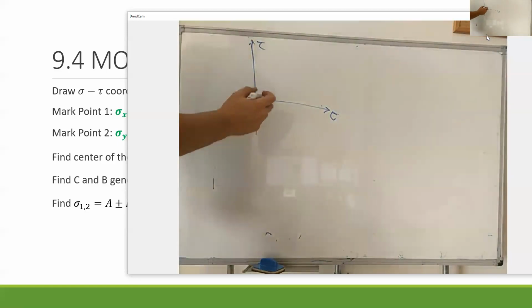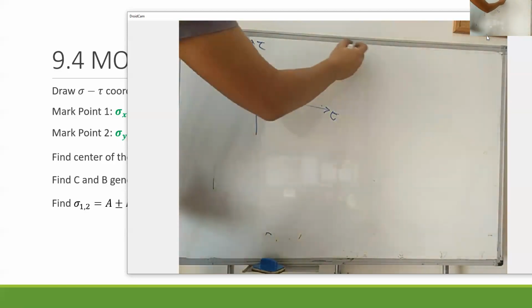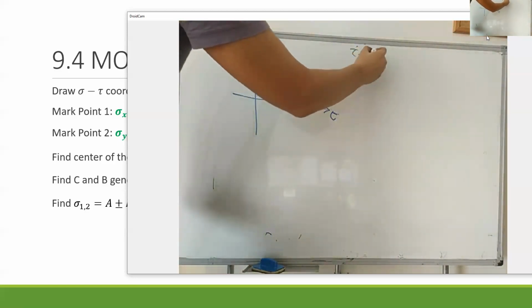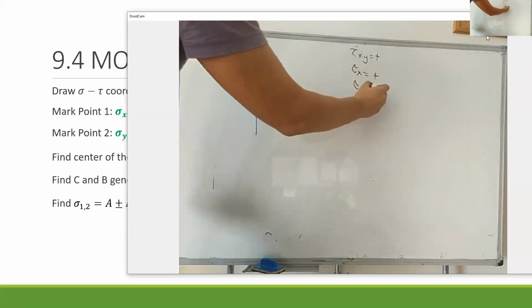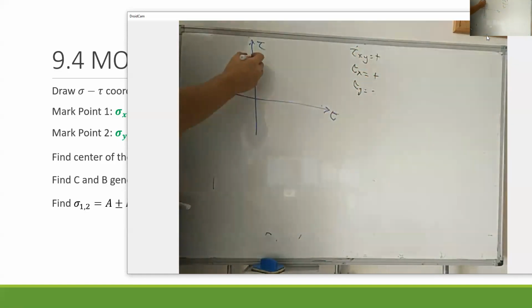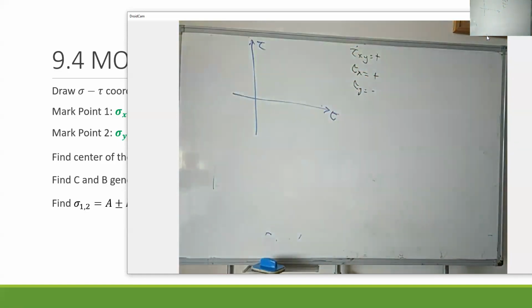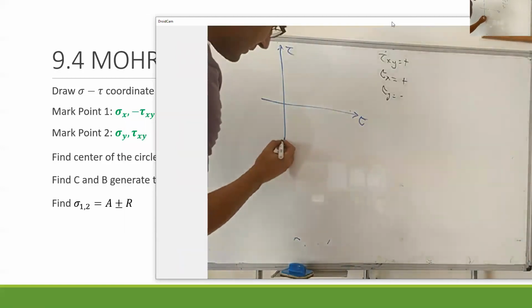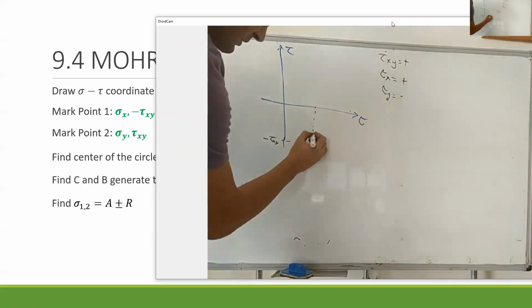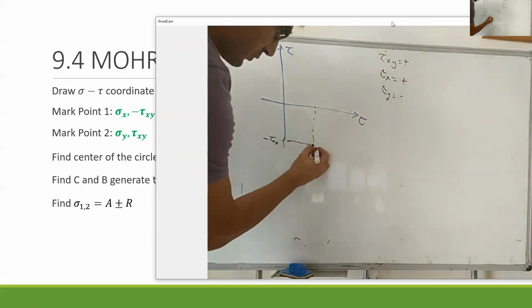Just anywhere, for example, tau xy. I say sigma x is positive, sigma y is a negative value, for example. So tau xy, sigma xy. The first point I want to look at is negative tau xy, sigma x. So like this, minus tau xy, sigma x, and this is the first point.